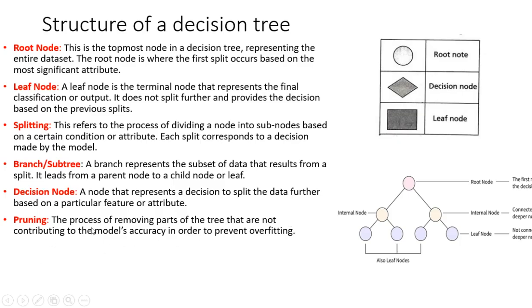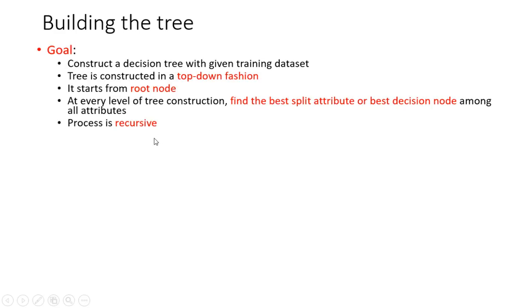Now I'll be using the word pruning many times when we are constructing the decision tree structure. Pruning is a process where we are removing parts of the tree that are not contributing to the model's accuracy. So pruning is a process of cutting down parts of the tree which are not contributing to the model's accuracy, and therefore by pruning you can prevent overfitting. So let's see how we can build a tree.